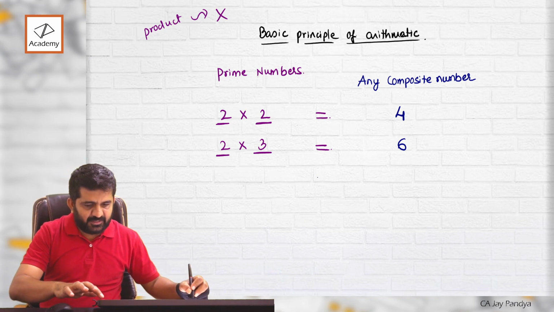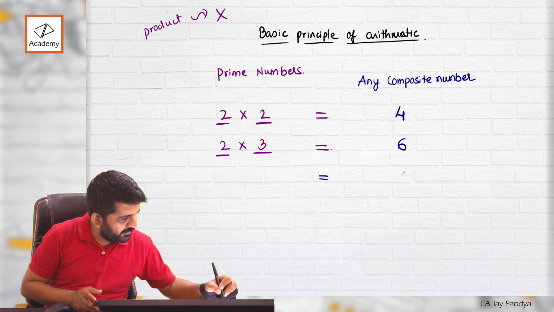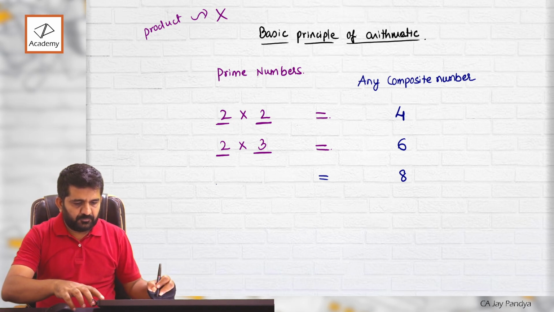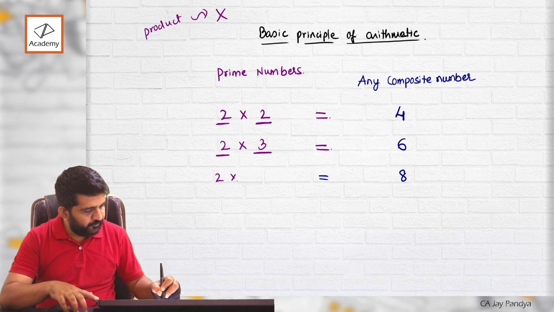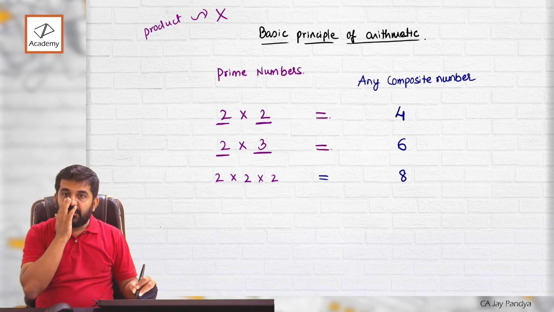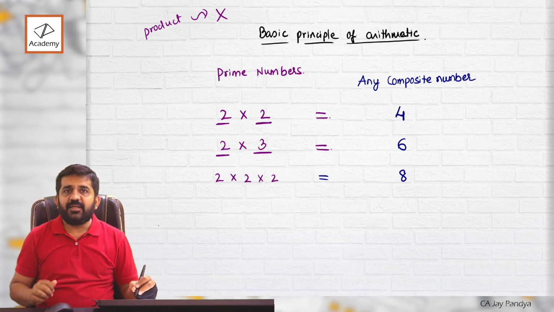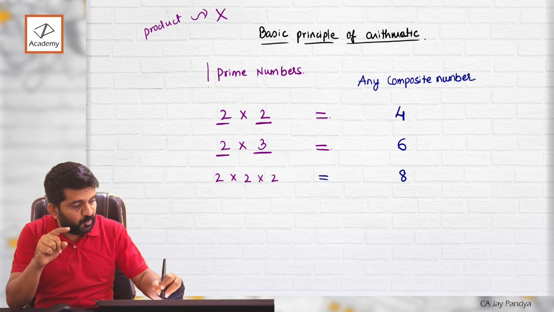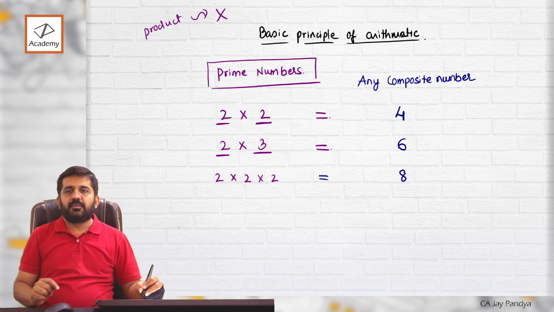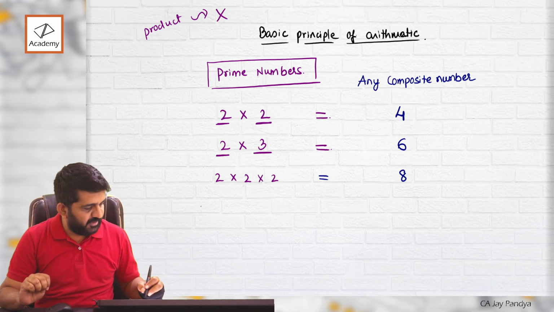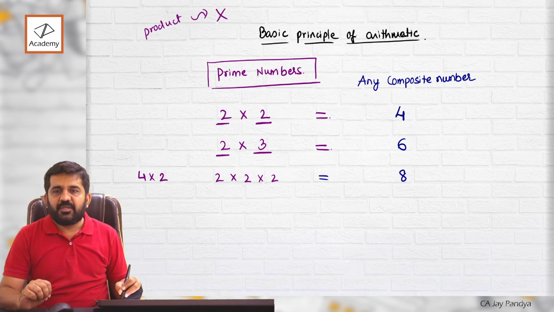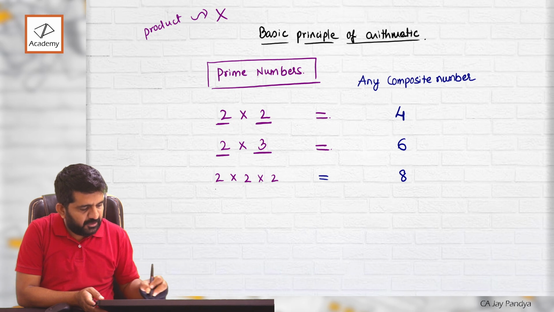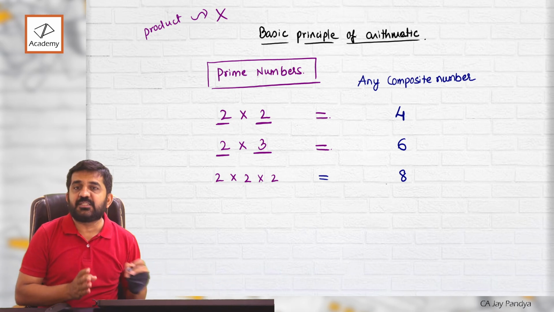Let me try out with the next one, 8. 2 2s are 4, 2 4s are 8. Right? Why am I not writing 4 into 2? Because I know 4 is a composite number. I want only prime numbers on this side. Right? On the purple side, I want only prime numbers. I could have written this as 4 into 2. Right? But here 4 is a composite. I want all prime numbers. So I have written 2 into 2 into 2, which is 8.